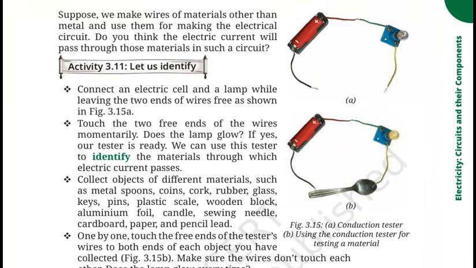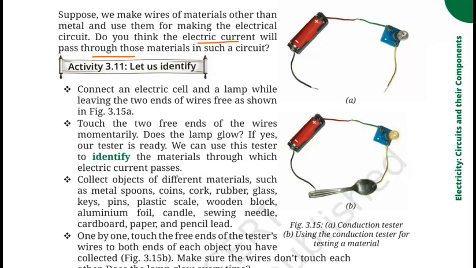Okay, so suppose we make wires of materials other than metal and use them for making an electrical circuit. Do you think electric current will pass through those materials? No. If you connect a material that does not allow current to flow through it, then current will not flow and hence the bulb will not glow. You cannot use such materials for making an electric circuit.